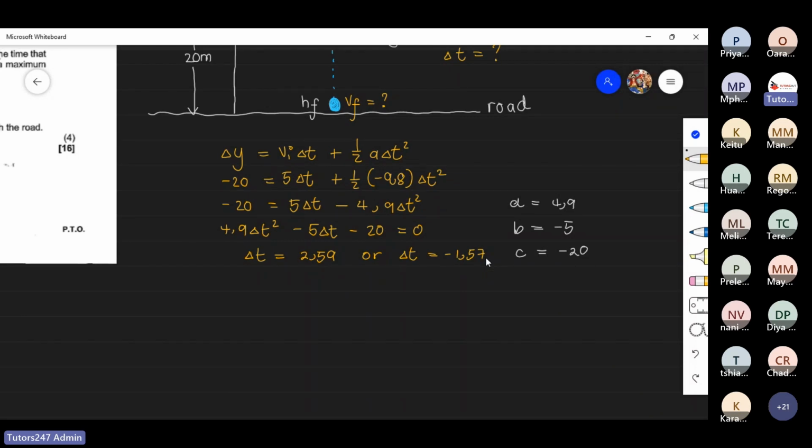So which is going to be the correct value? We are going to make use of the positive value. Why? Because time can never be negative. Time is a scalar quantity. We can never say I drove to Cape Town and it took me negative 10 hours. You can't have negative time. Therefore, we always proceed with the positive value. Therefore, delta t is going to be equal to 2,59 seconds.